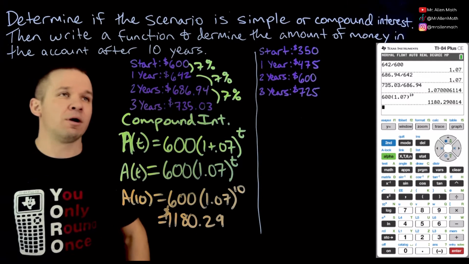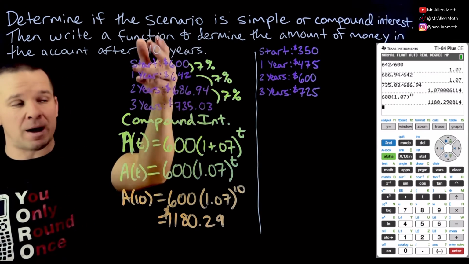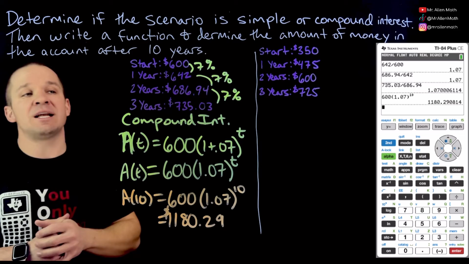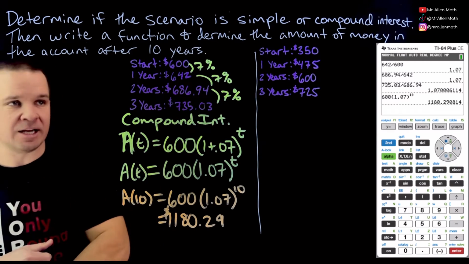Cool. There we go, guys. So that one is compound interest, because we're not going up by the same dollar amount. We're going up by a percentage, a multiplier, if you will. So there we go, first one done. Let's get the next one now.